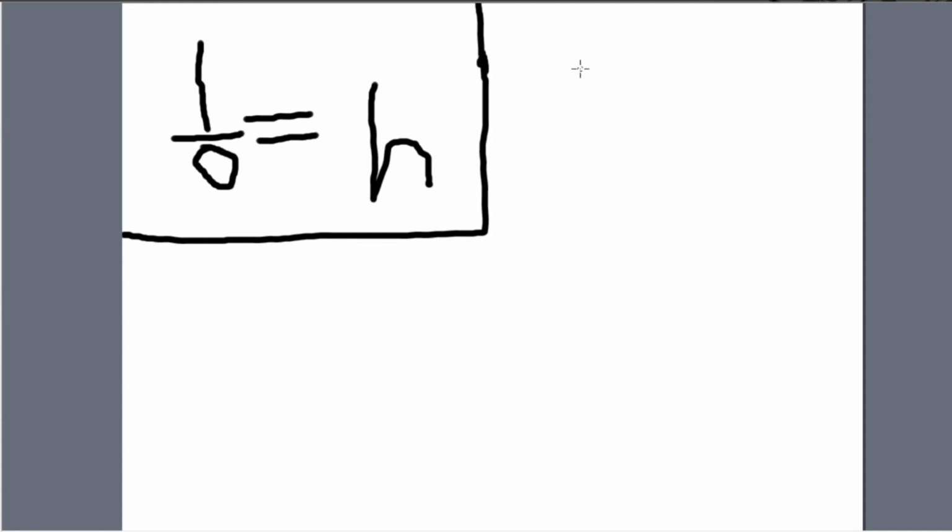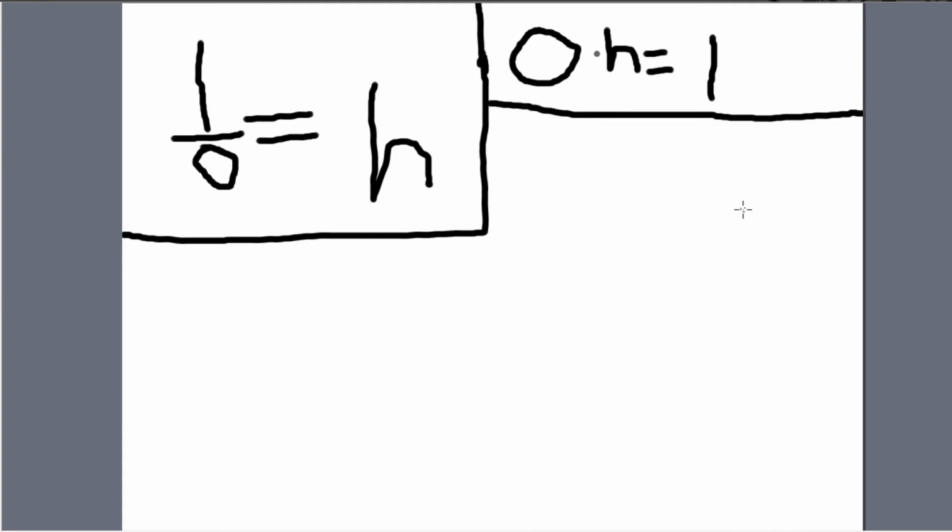Anyways, so, h. That would mean that we don't even have to think about it. 0 times h equals 1. Let's just break the rules. We don't care about the rules no more. The rules don't rule over us. So 0 times h equals 1. This is also another thing that I'm not going to delete.